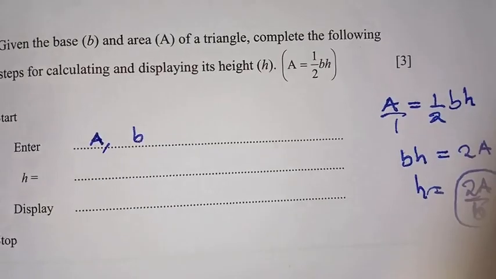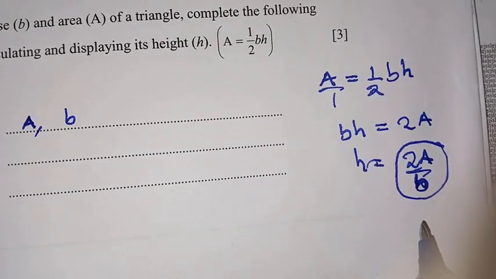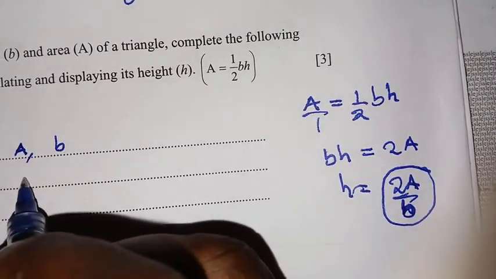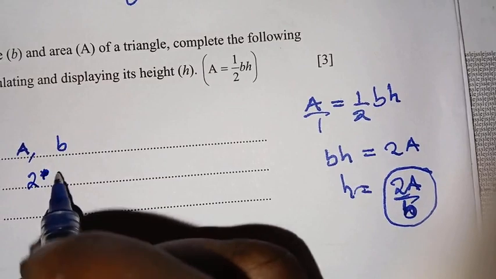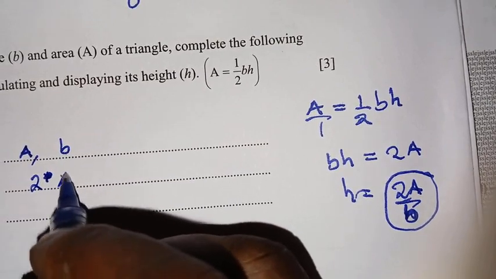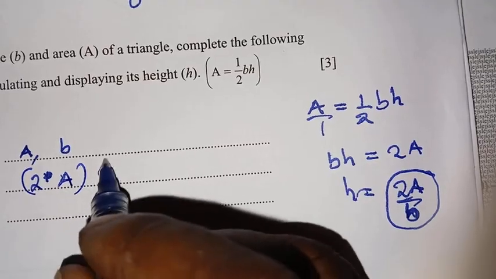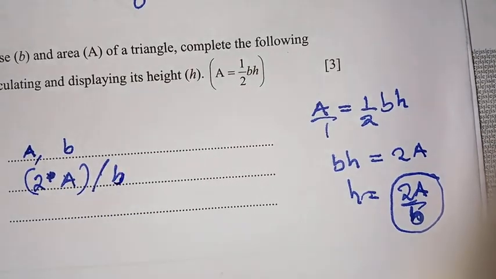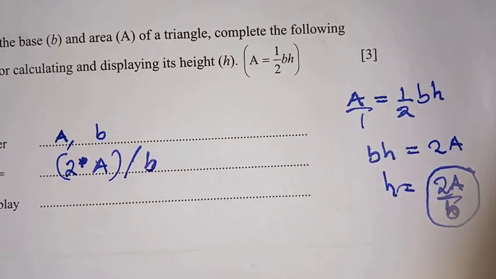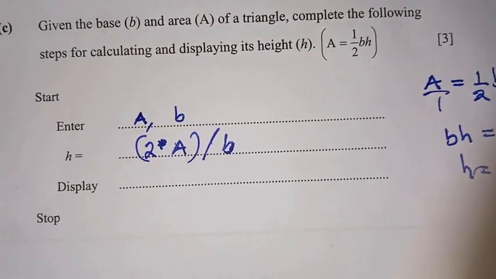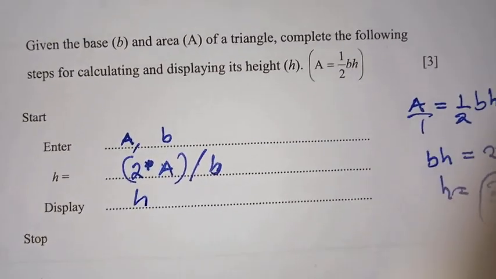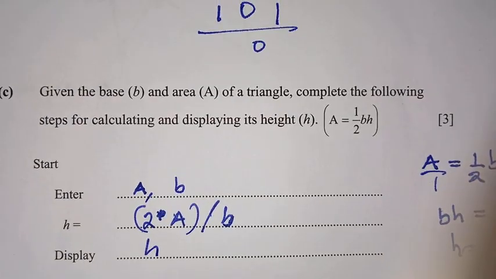Then we are just looking at this same thing here. Then now, H, what is H equal to? H is equals to 2 multiplied by A divided by B. That is what we are going to be having. Then display what? Display H. And then stop. This is what is going to be our answer.